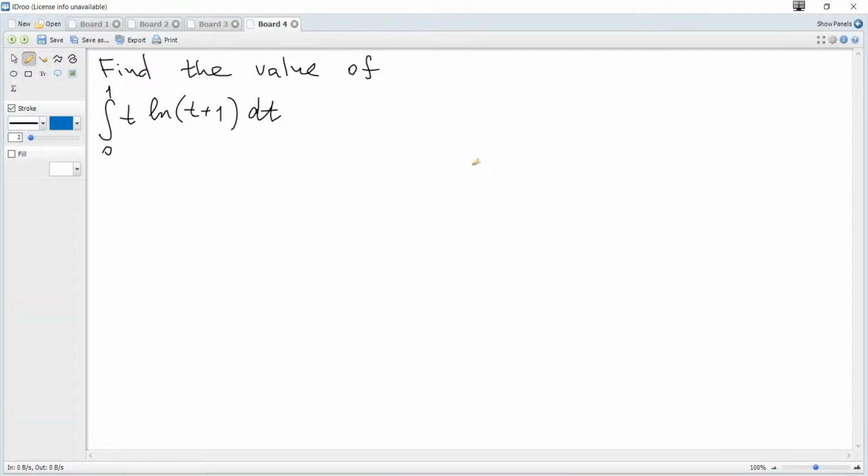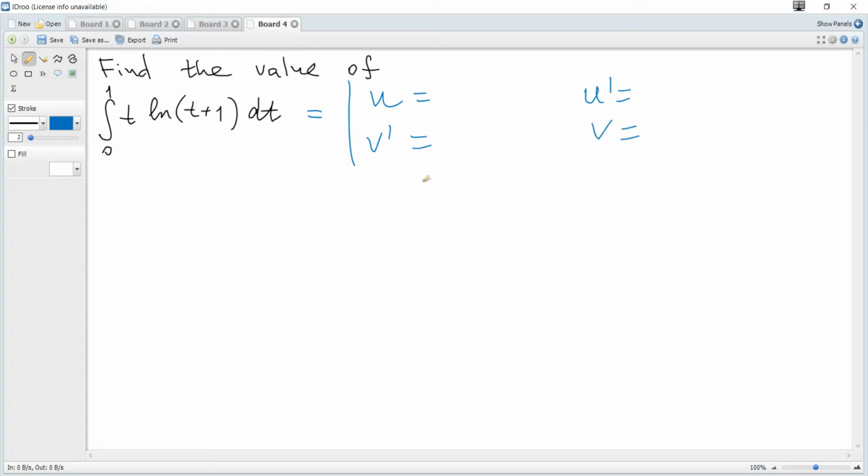To find the value of a given integral, we can see that there is t multiplied by some function, and we know from experience that we can try to solve this integral using integration by parts. And to use integration by parts, we need u, v prime, and then find the derivative of u and the integral of v.